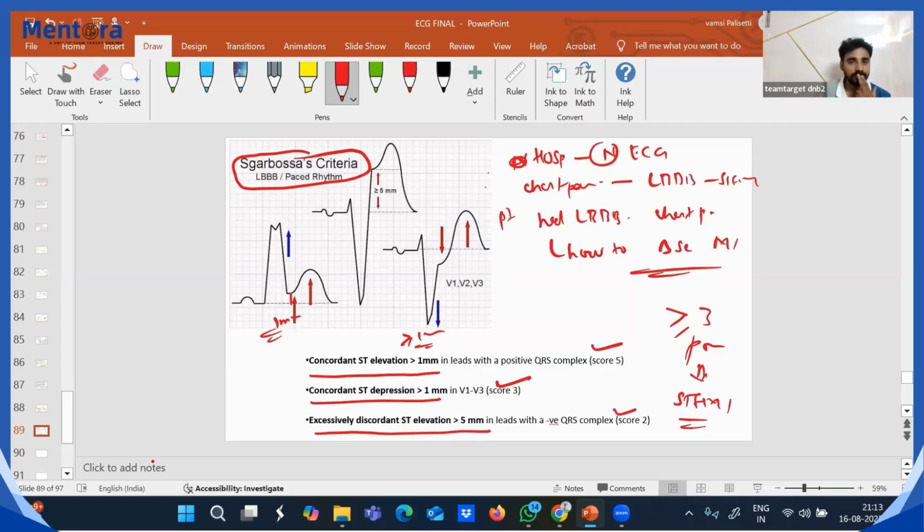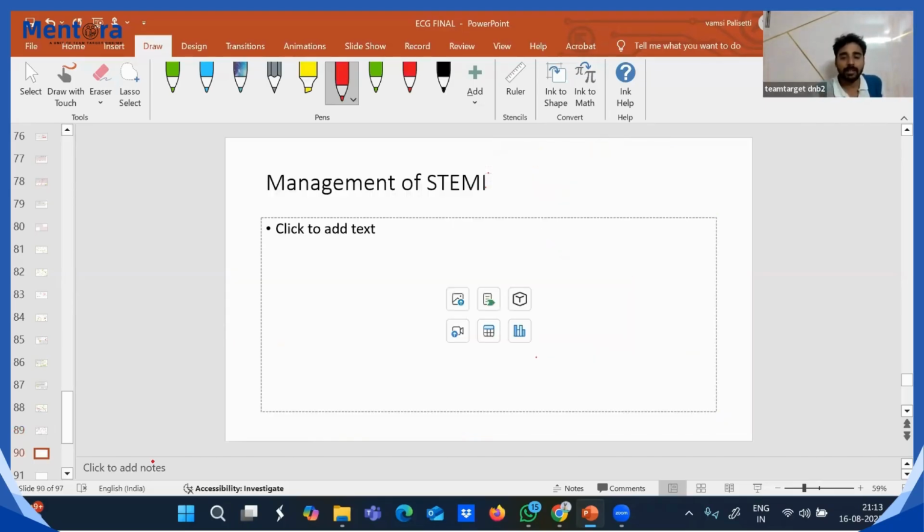Any doubts? Clear? So just remember the name at least. In a patient of LBBB, to diagnose STEMI, you use the Barbosa criteria. Some examiners are very keen and interested to ask about Barbosa criteria. Right. That's it. This completes our STEMIs.